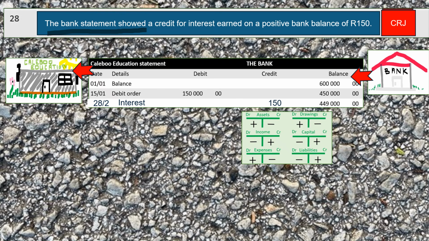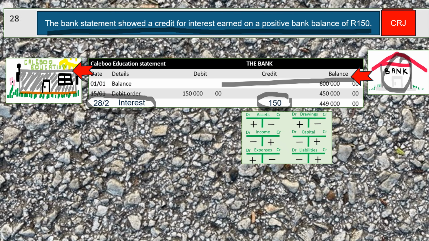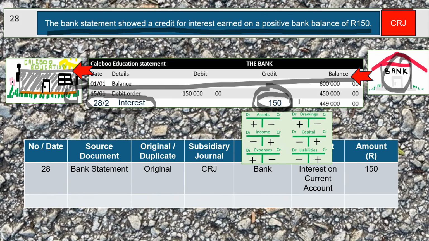The bank statement showed a credit for interest earned on a positive bank balance of 150. We get this bank statement from the bank. It gets sent to Calibu. On there we haven't recorded this information, but now we have the information because we got the bank statement. Our bank balance is increased by the interest on the current account. The date's the 28th. Where did we get the information? From the bank statement. The bank sent us the original.